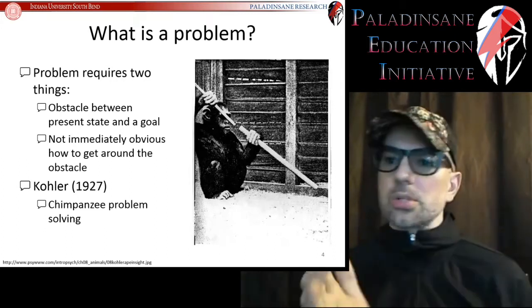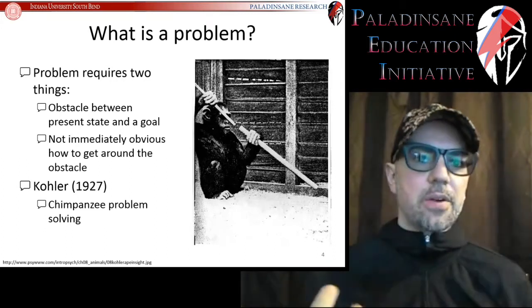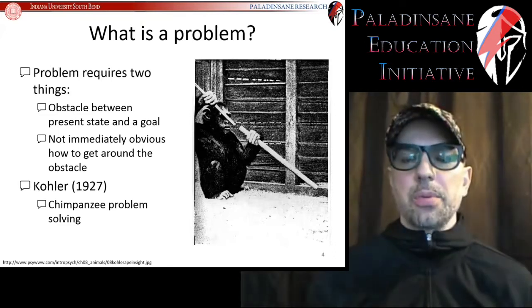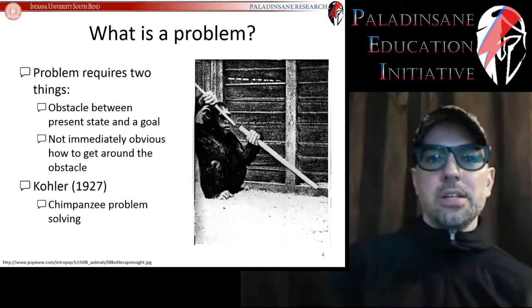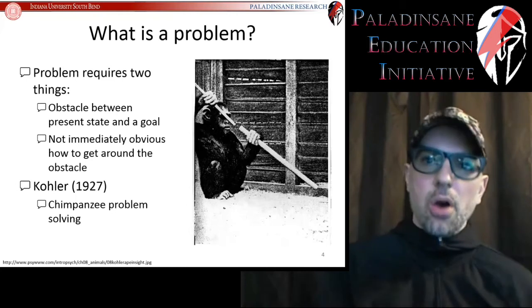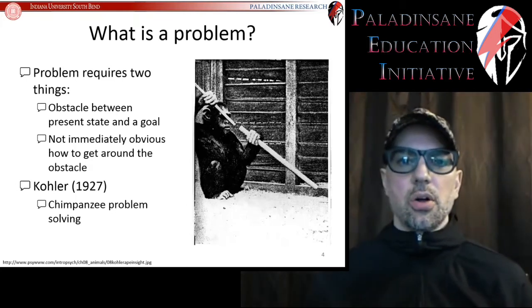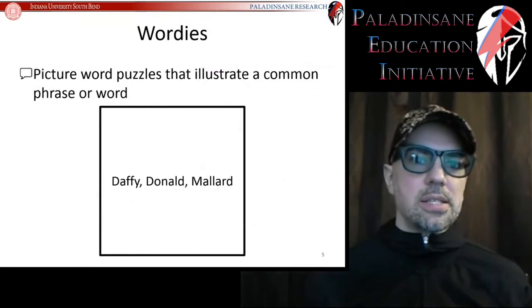There has to be some sort of navigation or some sort of cognitive effort to figure out how you get around that particular obstacle. So those 2 things are always required for a problem. A difference between your present state and your goal state, and no obvious way to get from your present state to your goal state. And we saw that with a bunch of examples last time.